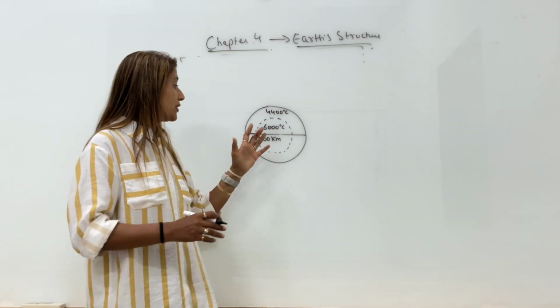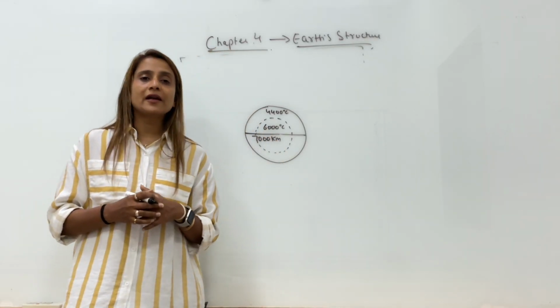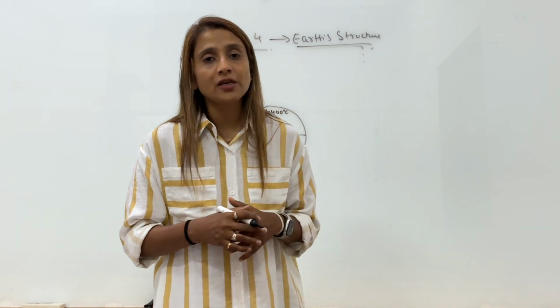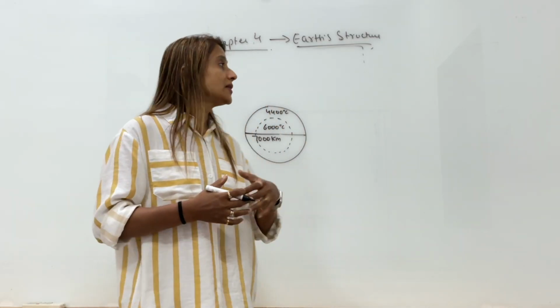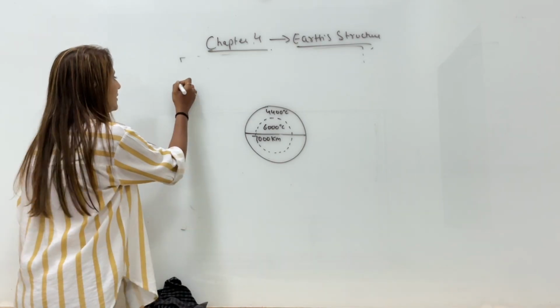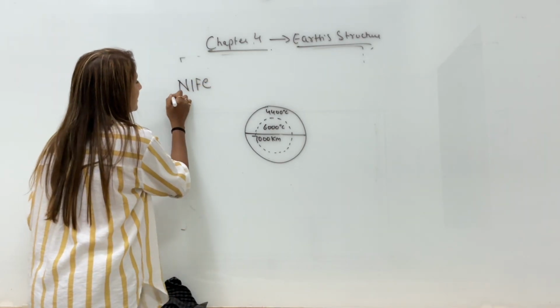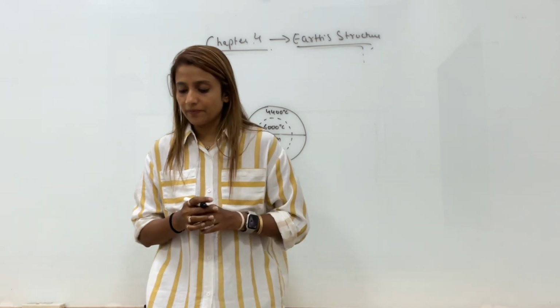Now, the diameter of the core is 7,000 kilometer. It is believed that the core is made up of iron, that is ferrous, Fe, and nickel, that is Ni. That is why the core is called NiFe, N-I-F-E.